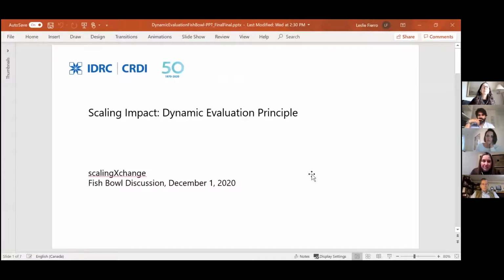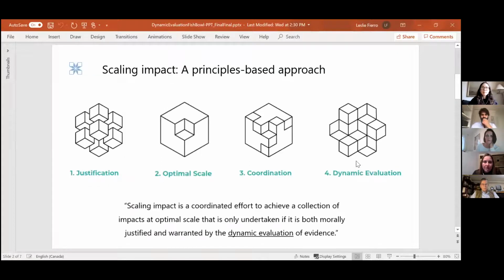So as Kike mentioned, we're going to be talking about scaling impact, the fourth principle of this, dynamic evaluation. And just as a reminder, dynamic evaluation is in fact intended to be quite dynamic, right? The idea is that scaling impact itself is a coordinated effort with the idea of achieving a collection of impacts at optimal scale that is only undertaken if it's both morally justified and warranted by the dynamic evaluation of evidence, right? So it plays a critical role in scaling impact.